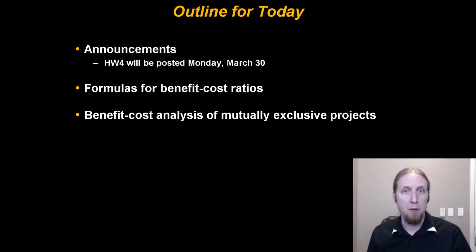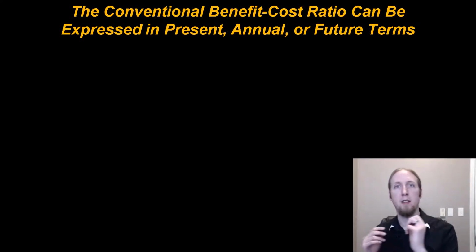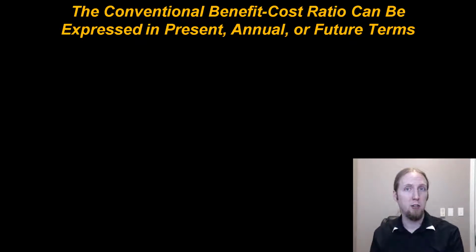For today, what I'm going to be talking about in this video are the formulas for the benefit cost ratios, as well as how we would actually use them to do a benefit cost analysis and compare mutually exclusive projects. There are two formulas for benefit cost ratios. They're both something that can be adjusted to be expressed in terms of present, annual, or future worth terms. One of them is called a conventional benefit cost ratio, and the other is called a modified benefit cost ratio. The conventional benefit cost ratio is the one that we're going to use in this class.